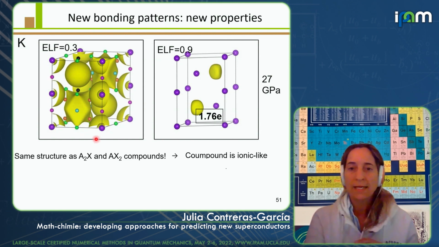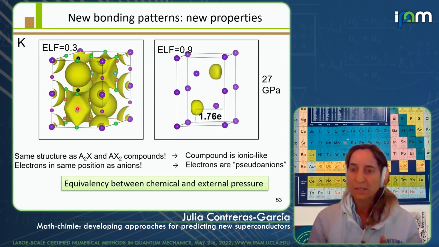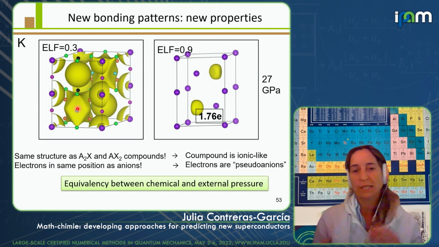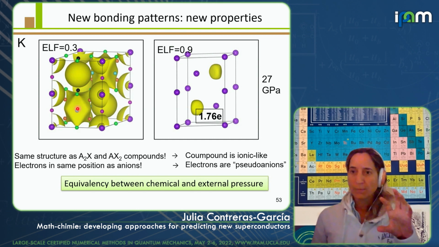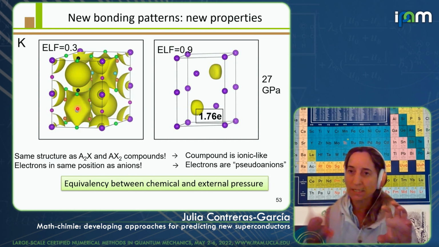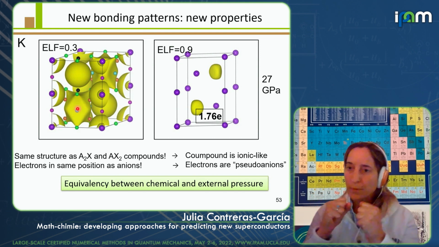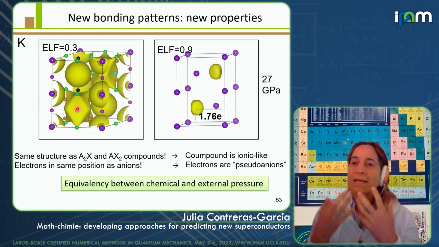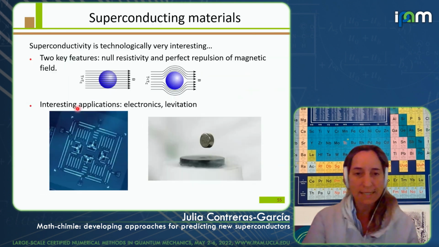As a matter of fact, because this will come back later, if you take compounds with potassium and real anions, the anions will get into the same position in the crystalline structure. So basically, that's what's called the equivalency between chemical and external pressure, meaning you can have a compound stabilized by pressure, or the same compound stabilized by introducing another atom that will compress the atoms around it and will have the same effect as hydrostatic pressure. And why is this important?